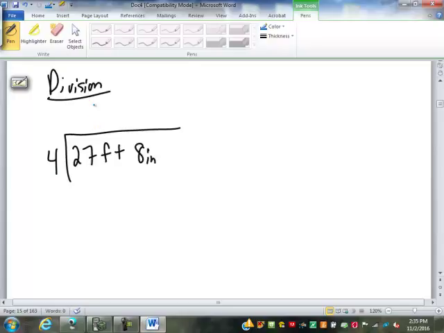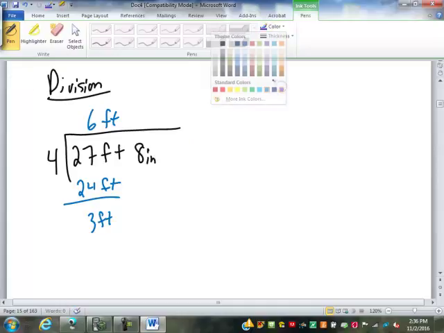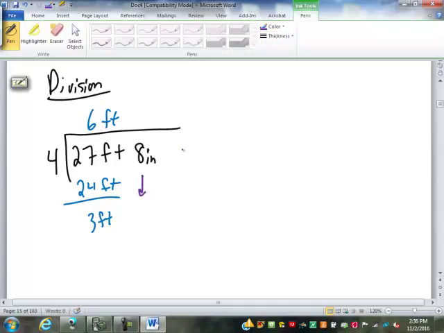Well, 4 goes into 27 6 times. So I'm going to label that as 6 feet. 6 feet times 4 is 24 feet. And I subtract. 27 minus 24 gives me 3 feet. Now, this is where I would normally bring down the next number. But before I do that here, I have to convert my feet into inches. So when I bring down that next number, they can be combined.